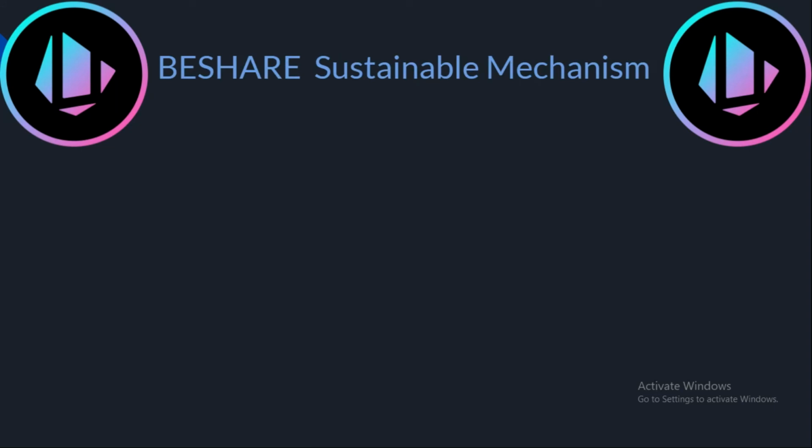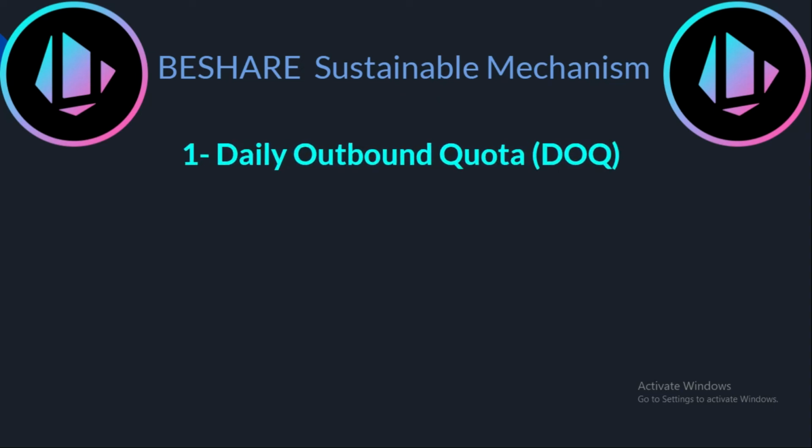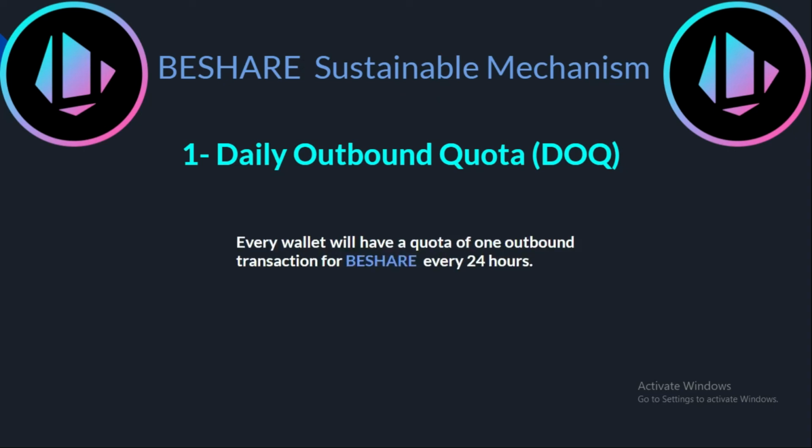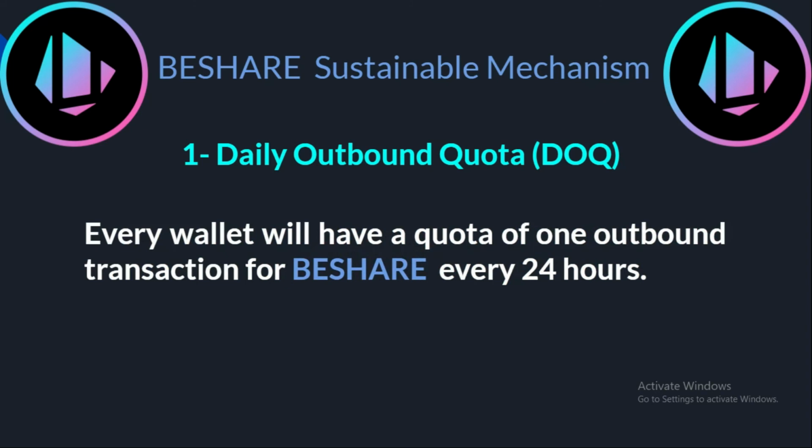BShare sustainable mechanism. Of course, we are all looking for that token that is sustainable for a long time and that can give us money. So you are asking whether this token is sustainable or not. The answer is yes. The first one is the daily outbound quota. And I am sure that you are familiar with this if you watch any of my previous videos. Every wallet will have a quota of one outbound transaction for BShare every 24 hours.